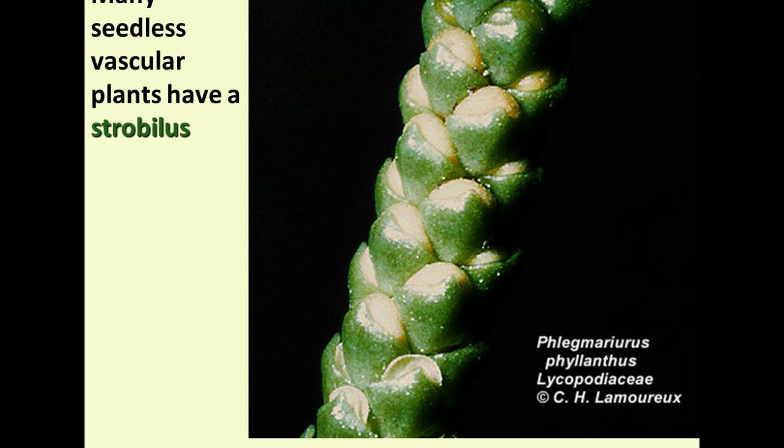Okay, so many of these seedless vascular plants, they have what's known as a strobilus. So this is a strobilus right here. It's a cone-like structure, and it consists of a sporangium. The sporangium is the structure that produces the spores. Okay. So that sporangium, what process does it use to produce the spores? Is it producing the spores through mitosis or meiosis?